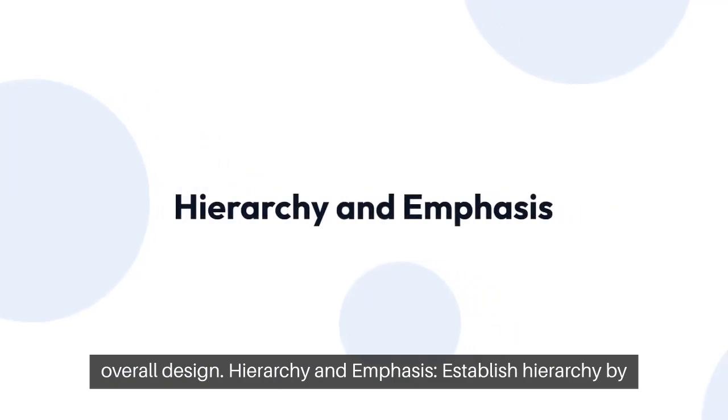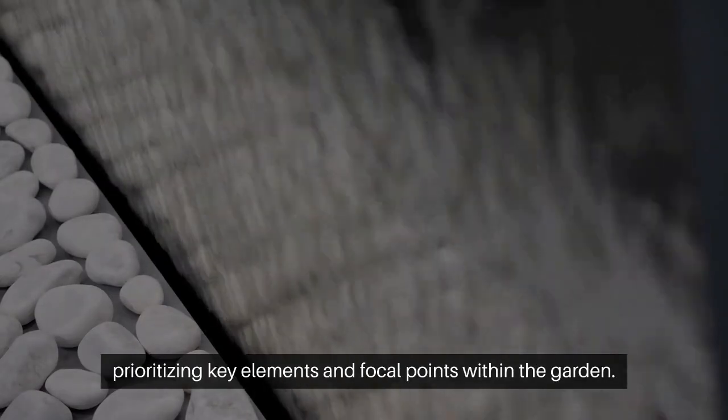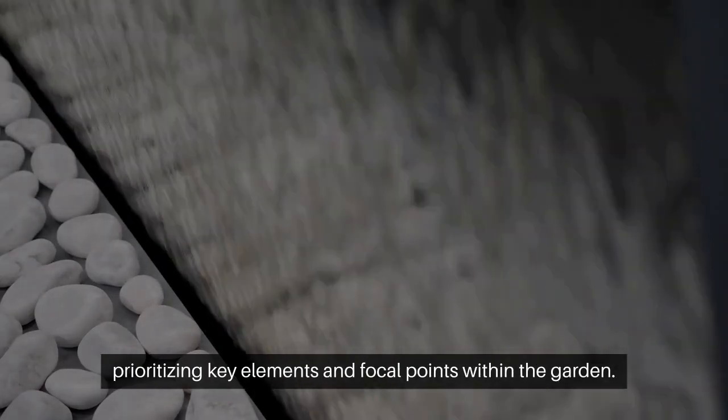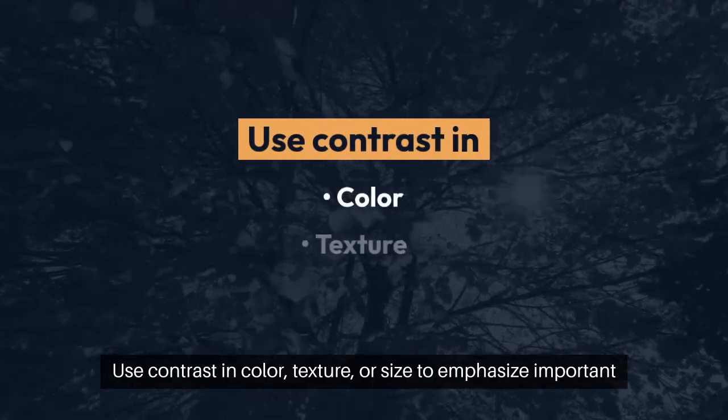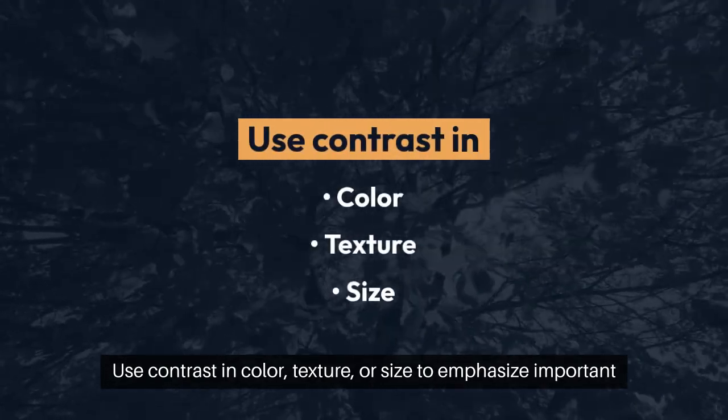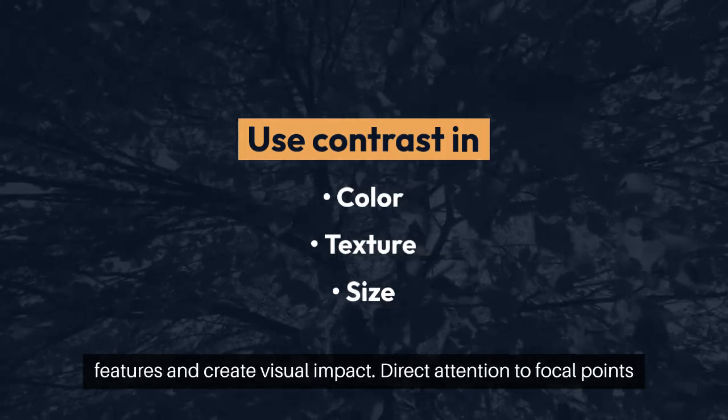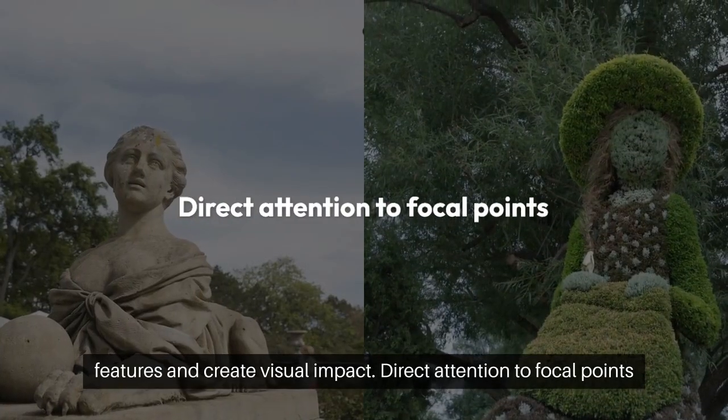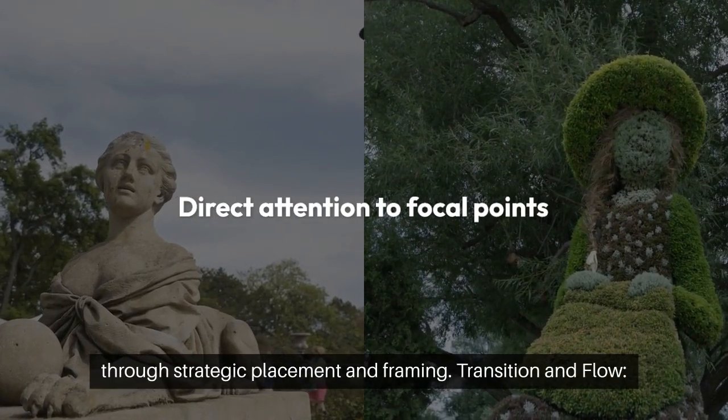Hierarchy and emphasis. Establish hierarchy by prioritizing key elements and focal points within the garden. Use contrast in color, texture, or size to emphasize important features and create visual impact. Direct attention to focal points through strategic placement and framing.